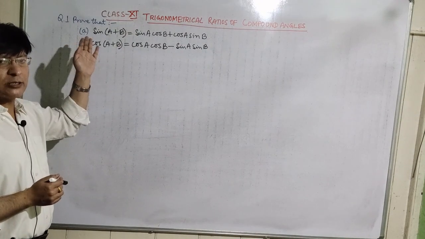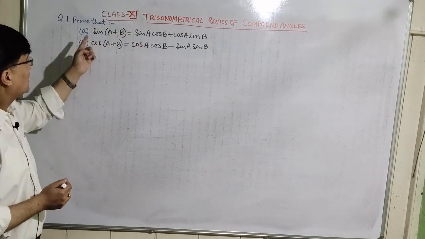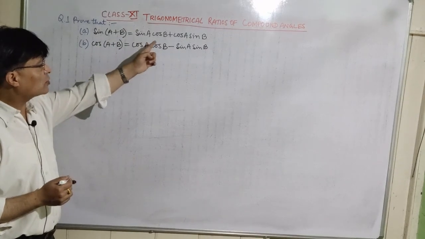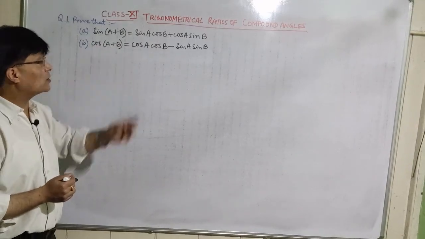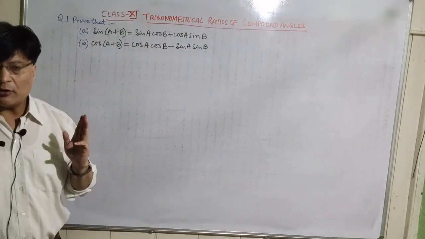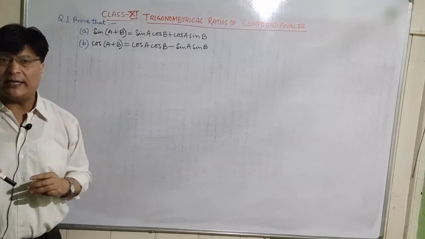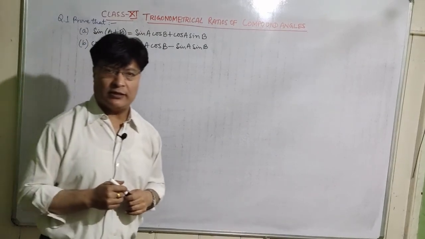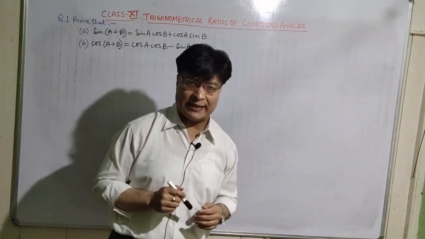You may get the question like this. Prove geometrically that sine of A plus B is equal to sine A cos B plus cos A sine B, and cos of A plus B is equal to cos A cos B minus sine A sine B. And in order to prove these two formulae, let us draw a figure here. You have to take a revolving line.